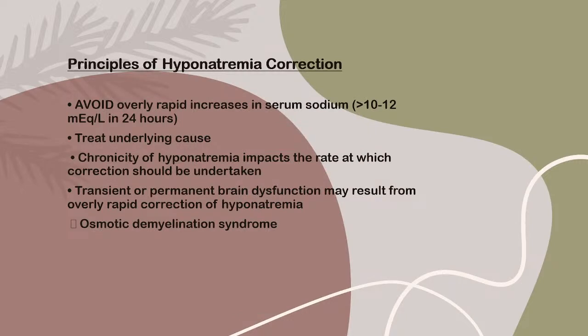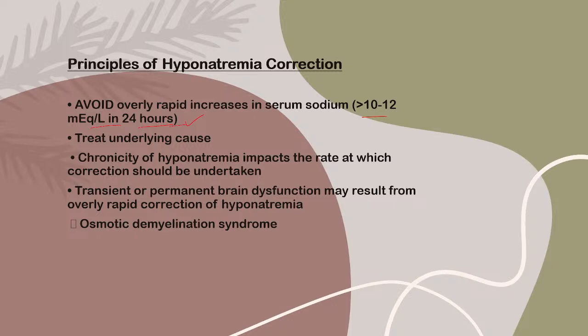Now, there are some principles of hyponatremia correction that are very important and need to be followed in practical clinical settings. Avoid overly rapid increase in serum sodium, that is more than 10 to 12 milliequivalents per liter in 24 hours. Usually it is recommended to treat around 10 milliequivalents per liter in 24 hours. All right, we should not correct sodium rapidly, and we also need to treat the underlying cause.